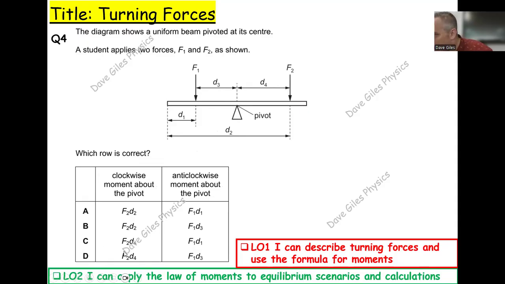Again, this one here is F2, D4. Sorry, the watermark has slightly covered that. F2, D4. Let's have a look. F2, D4 is correct. So anti-clockwise moment, F1, D1. No, that's not from the pivot. So D is F2, D4, which I've already said is correct for the clockwise moment. Anti-clockwise will be F1 times D3. So the answer is therefore D.